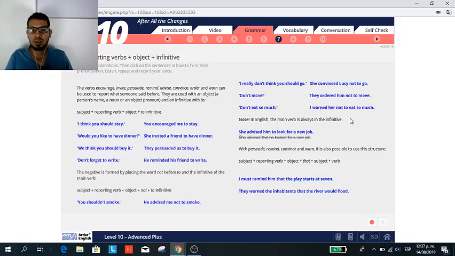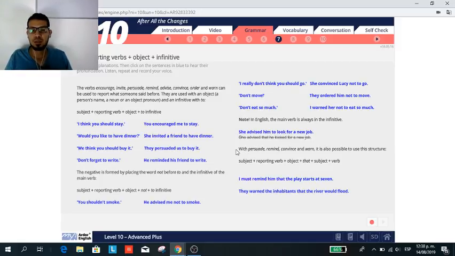Okay, notice that in English the main verb is always in the infinitive. Okay, infinitive is like this: to eat, to move, to go. Okay. She advised him to look for a new job. She advised him to look for a new job. Okay.